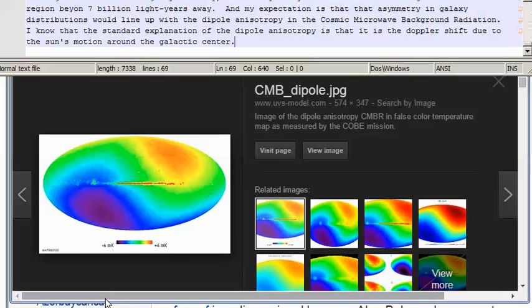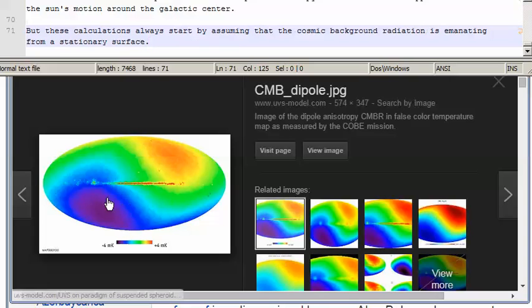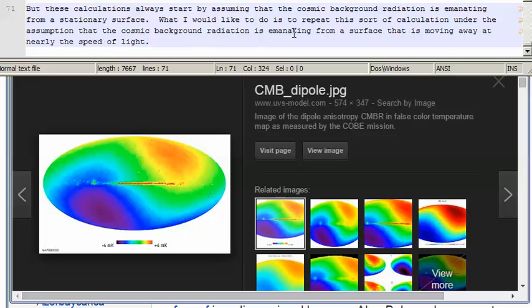I know that the standard explanation of the dipole anisotropy is that it is the Doppler shift due to the sun's motion around the galactic center. But these calculations always start by assuming that the cosmic background radiation is emanating from a stationary surface. What I would like to do is repeat this sort of calculation under the assumption that the cosmic background radiation is emanating from a surface that is moving away at nearly the speed of light.